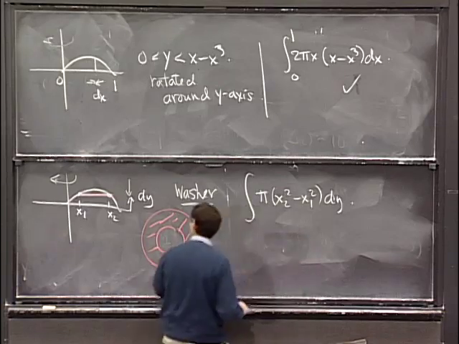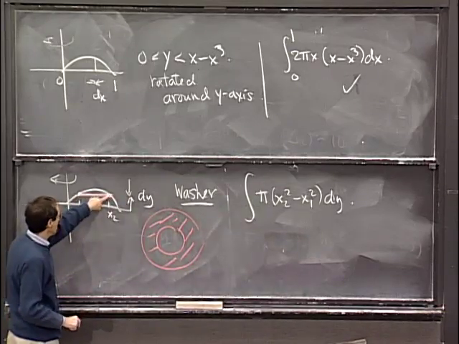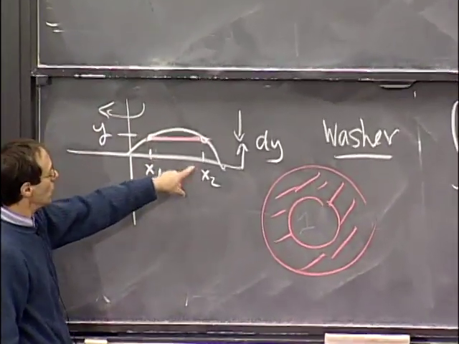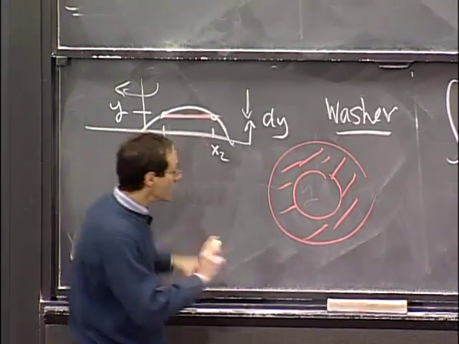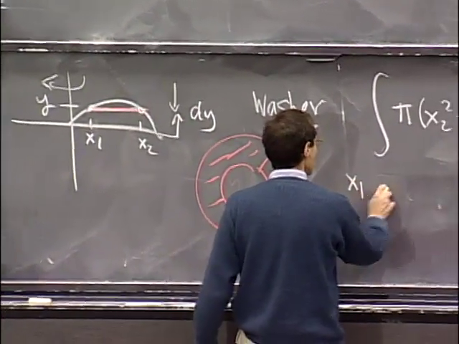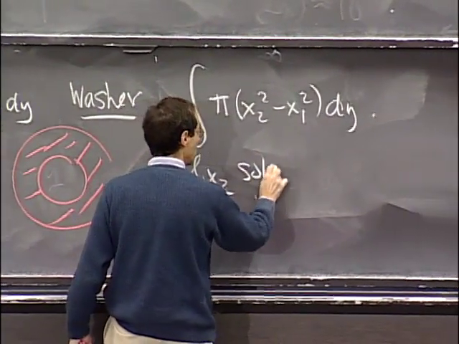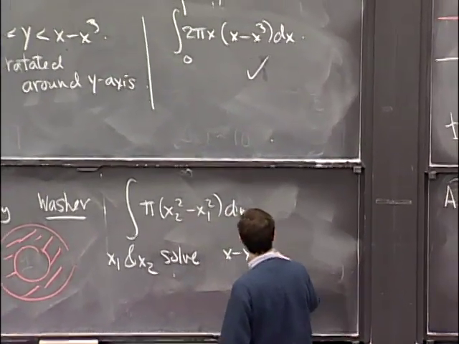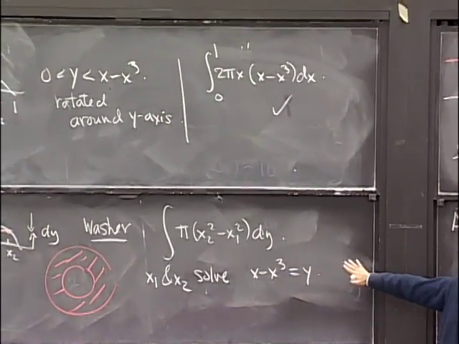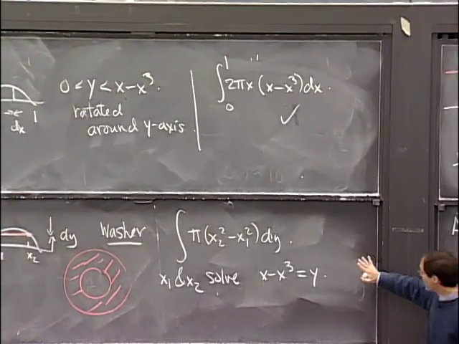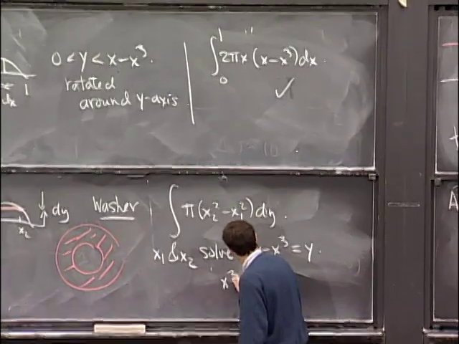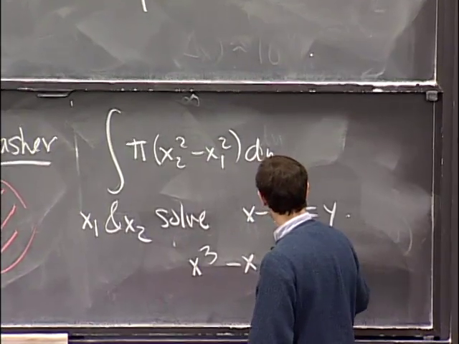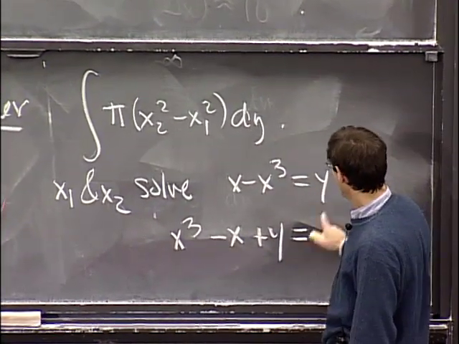If you try to figure out what these values x1 and x2 are, that corresponds to solving for x1 and x2 in terms of y. So that's the following equation: x1 and x2 solve the equation that the curve x minus x cubed is equal to y. Now, look at this equation. That's the equation x cubed minus x plus y, I guess. Let's see, yeah, that's right, is equal to 0.